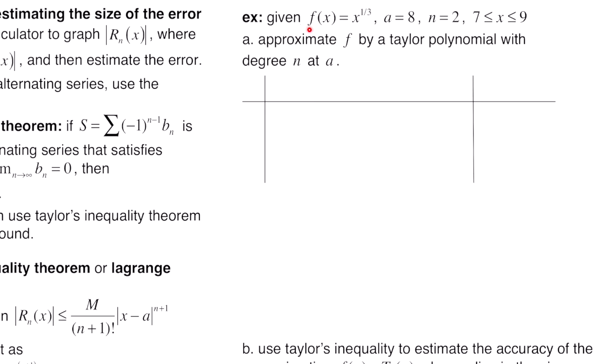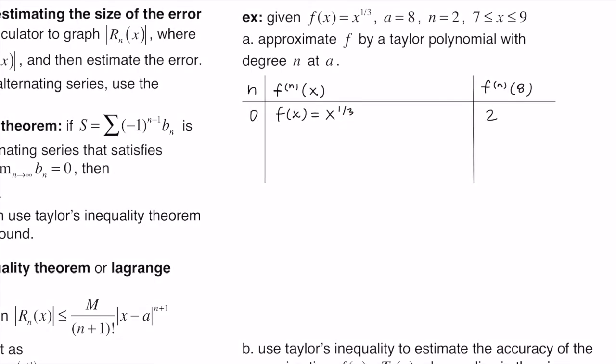This example says given f of x, which equals x to the 1/3, a equals 8, n is 2, and then we have the closed interval from 7 to 9. Part A, approximate f by a Taylor polynomial with degree n at a. So setting up our chart, we're going to start with n equals 0. So that means we're going to take the original function. And then a is equal to 8, so we're going to plug in 8 for x. The cube root of 8 is 2. So we're putting that in our right column.